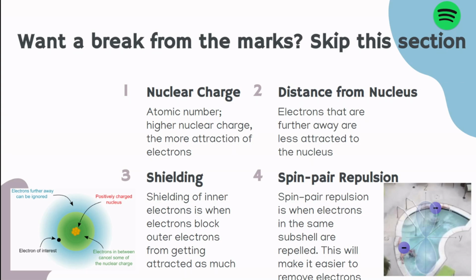Then there is shielding. Shielding is when the inner electrons are sort of blocking the outer electrons from getting attracted. It's almost like that concert metaphor once again, where those people in the front are sort of preventing you from getting very involved in that concert.